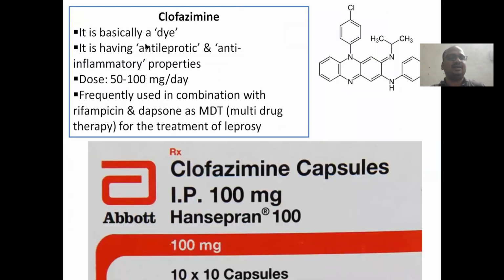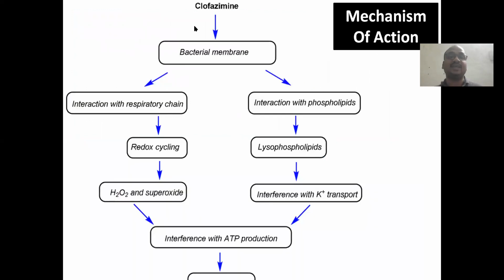Clofazimine is basically a coloring dye. This is also very, very important: a dye which is also used for the treatment of leprosy. Here you can see the structure. It has anti-leprotic property and anti-inflammatory property also. The dose is almost the same, 50 to 100 mg per day, whereas Dapsone is 100. It is frequently used in combination with rifampin and Dapsone as multi-drug therapy for the treatment of leprosy. This is the mechanism of action of clofazimine.